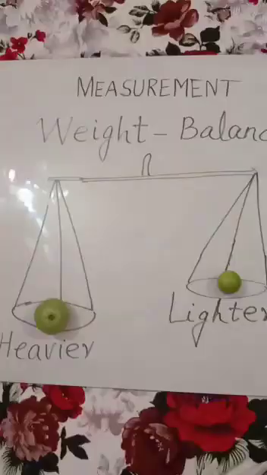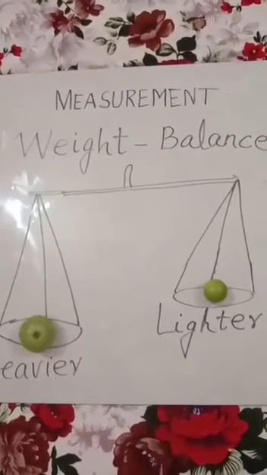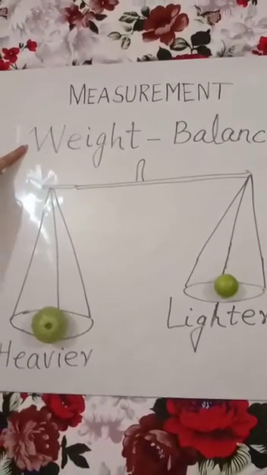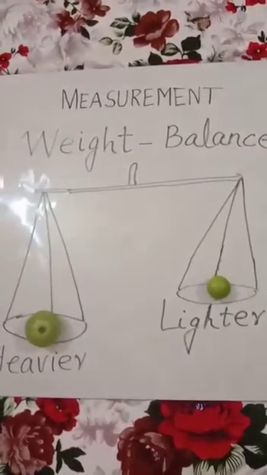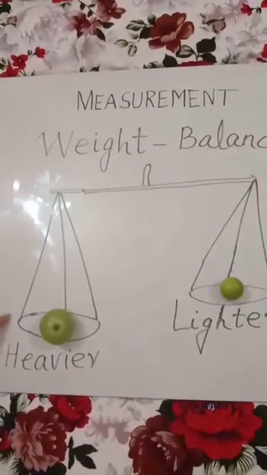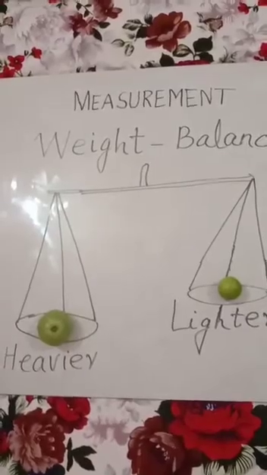This is just an approximate measurement of weight. But to measure it accurately, we use the balance. And always the heavier part of the balance goes down. You must have seen a shopkeeper measuring the weight by using a balance. And always the heavier objects comes down in a balance.